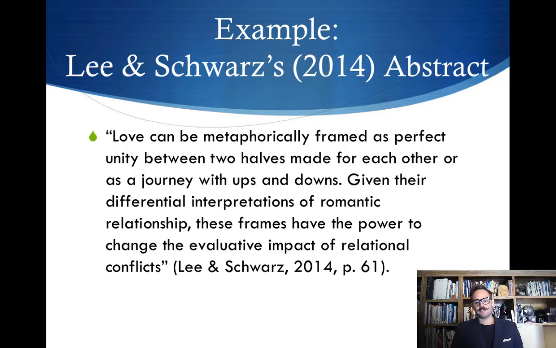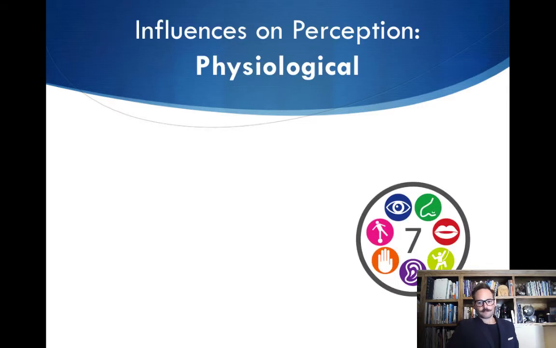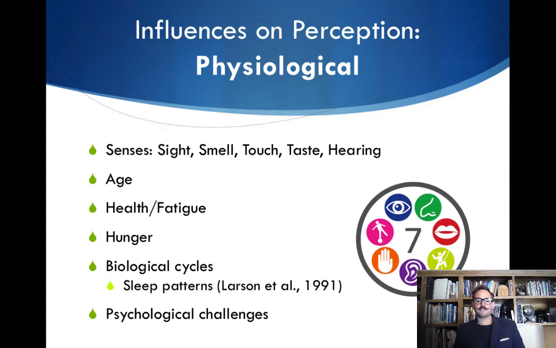This also ties into expectancy violation theory by Judy Burgoon. I think I touched on that in chapter 3 as well. So what are some influences on human perception? Well, we have our physiological influences. This includes our senses, right? Sight, smell, taste, hearing. All of those can influence how we perceive things.